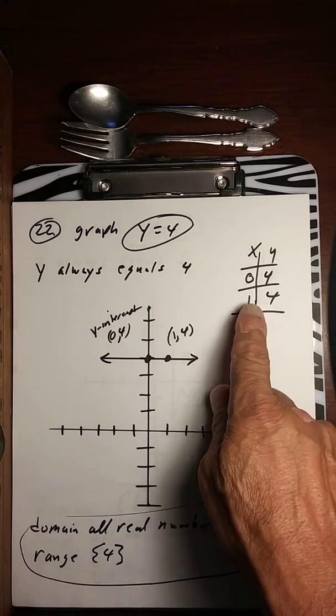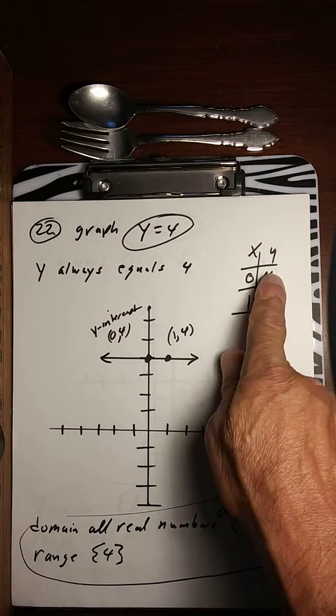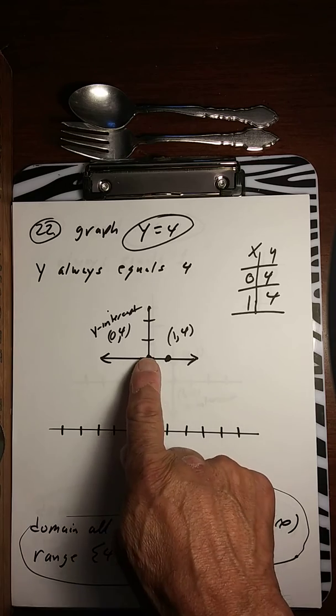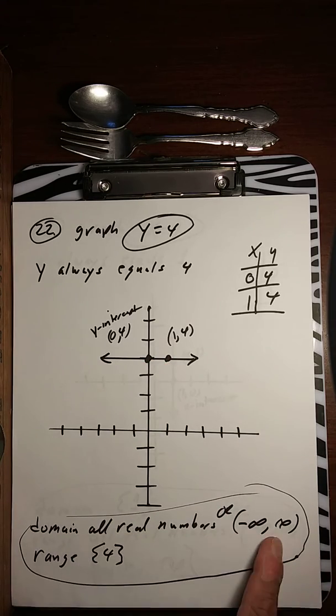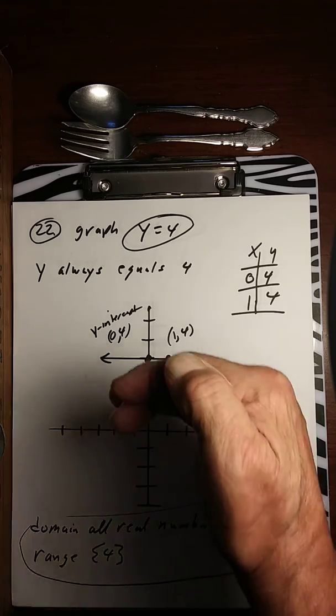Y equals 4. That means that y is always 4. So 0, 4, 1, 4 in there. So 0 and 4, 1 and 4, horizontal line. Domain is all real numbers, negative infinity to infinity. And range is just 4.